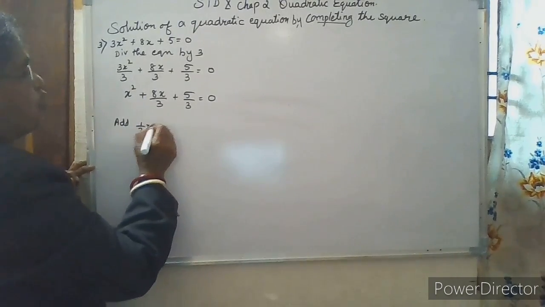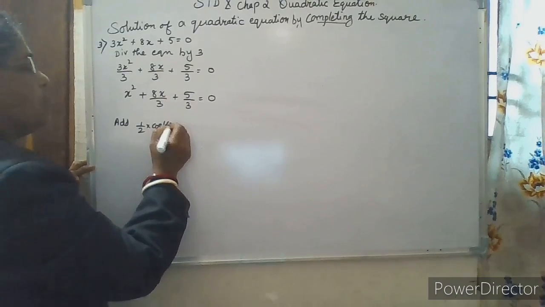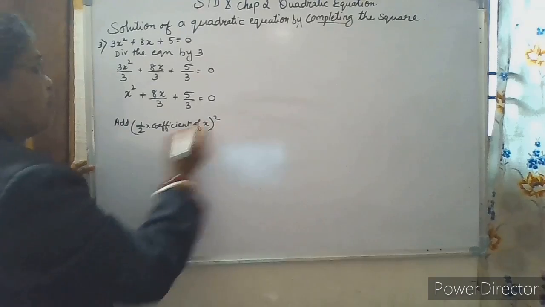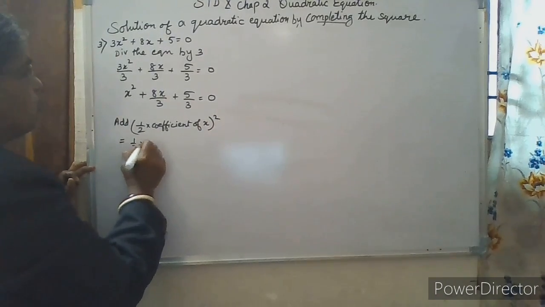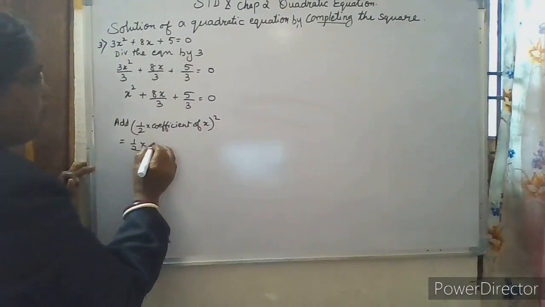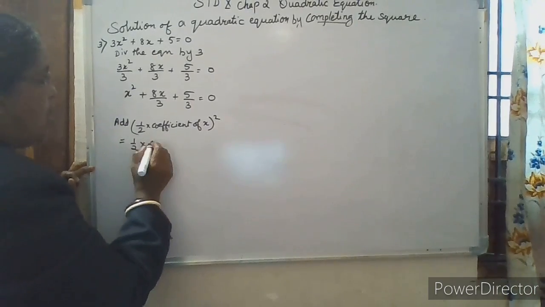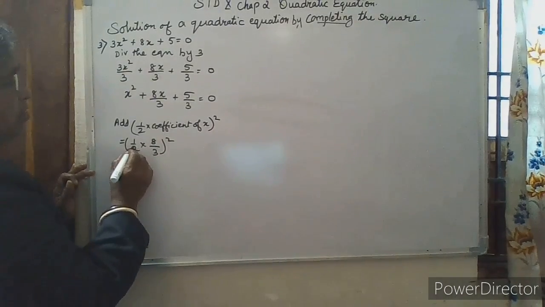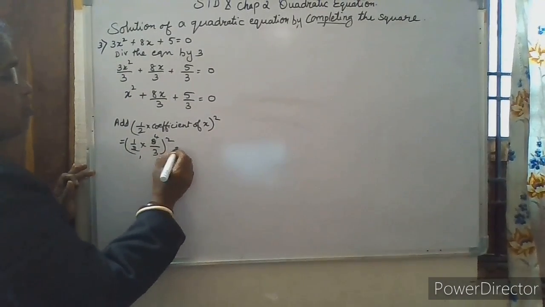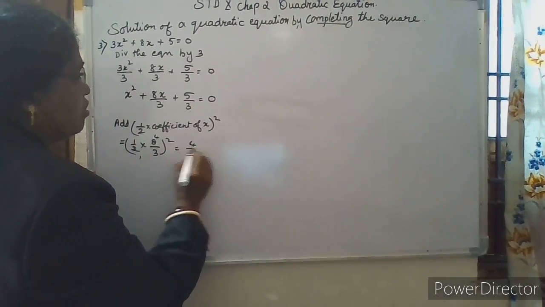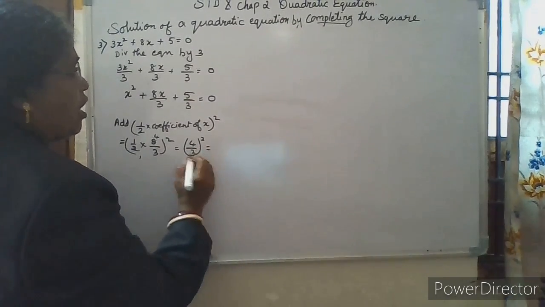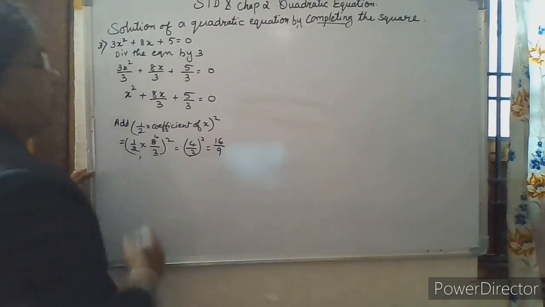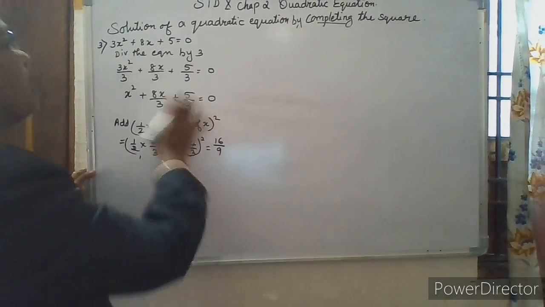half into the coefficient of x, the whole square. So half into the coefficient of x, which is 8 by 3. Half into 8 by 3, the whole square. 2 and 8 are cancelable; 2 fours are 8. So it is equal to (4 by 3) the whole square, and that is 16 by 9, since 4 square is 16 and 3 square is 9. So we will have to add 16 by 9.